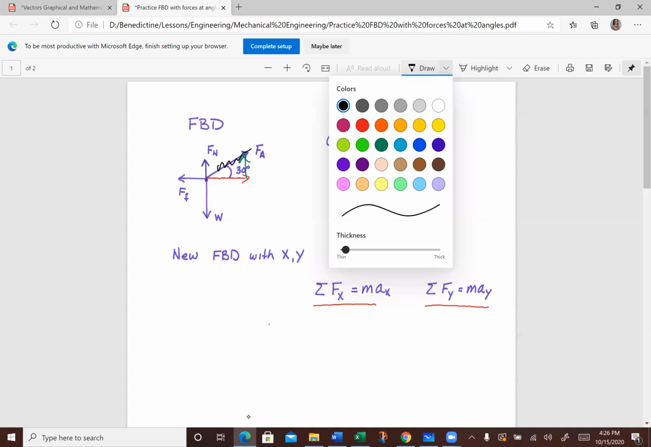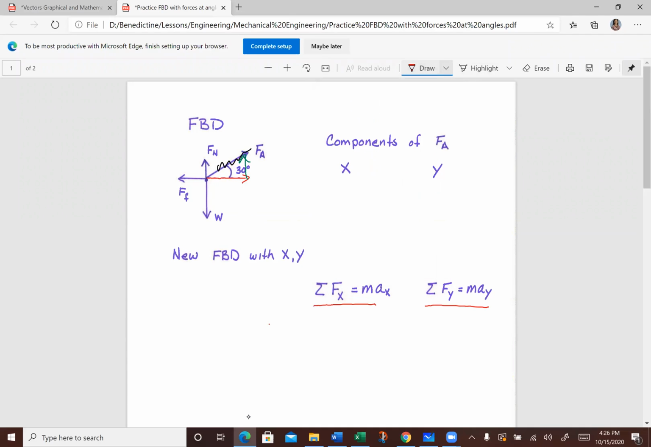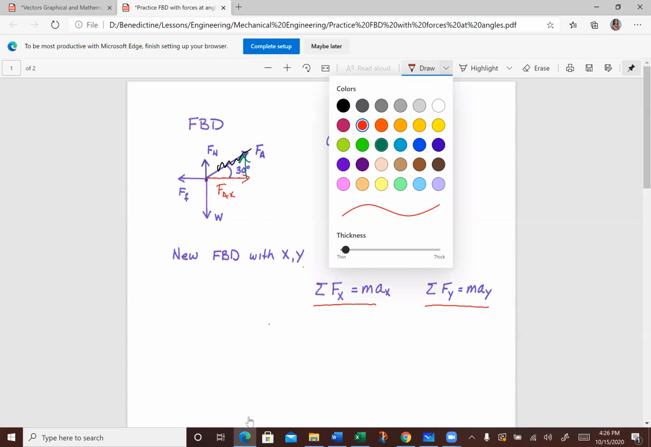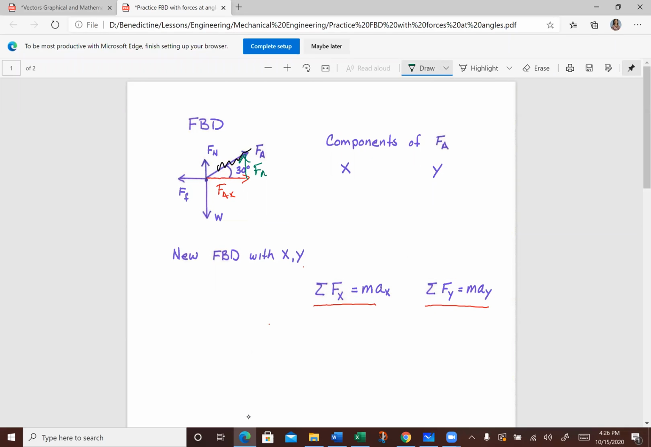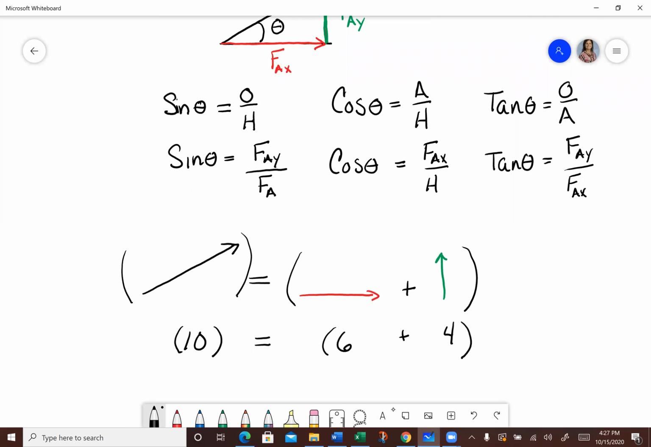So if I go back and I label those, this would be force applied in the x, and this is force applied in the y. I cannot use all three of them at the same time. Just like if I go back to my math, I can't use 10 and 6 plus 4. I use in a problem one or the other because they are equal.